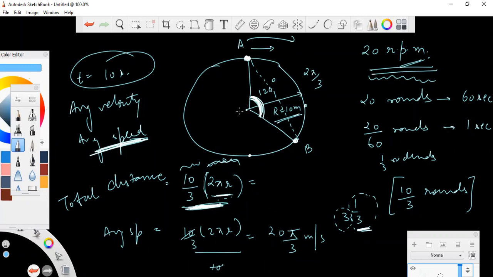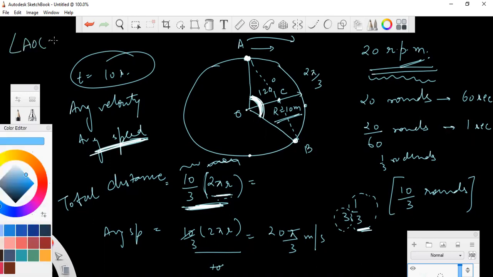If I say this point is O, I have to find AB length. Let's say this point is C. If you look in triangle OAC, this angle will be how much? This angle will be 60 degrees, right? Angle AOC. Angle AOC is 60, is that right? Yes, sir. Angle AOC is 60.